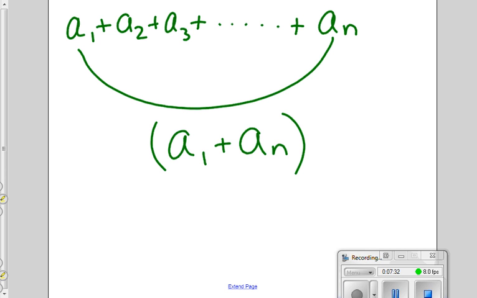when there were 10, we multiplied by 5. When there were 100, we multiplied by 50. When there were 9, we multiplied by 4.5. When there are n terms, what will we multiply by? n divided by 2, or 0.5 times n. Those are both good answers.